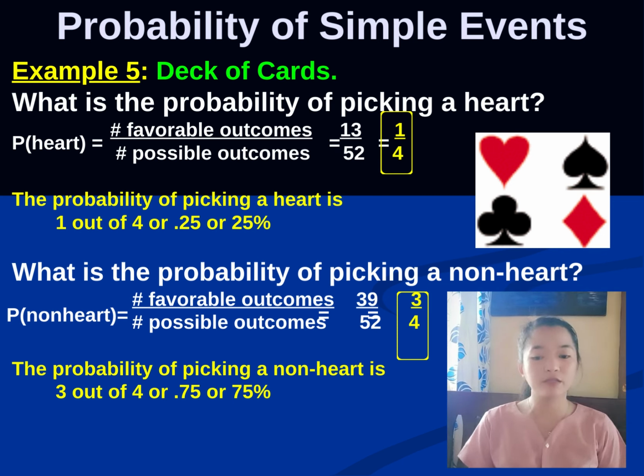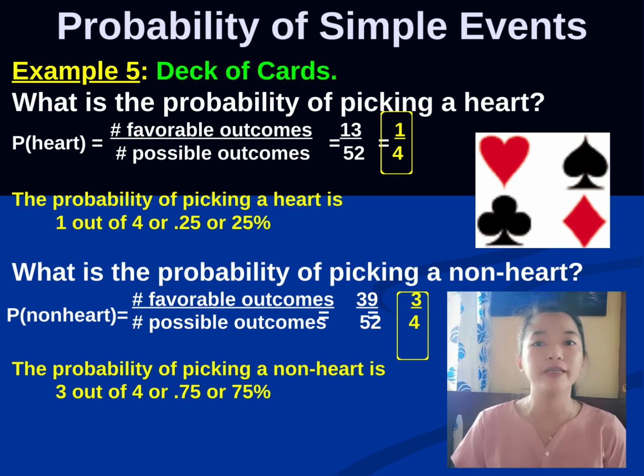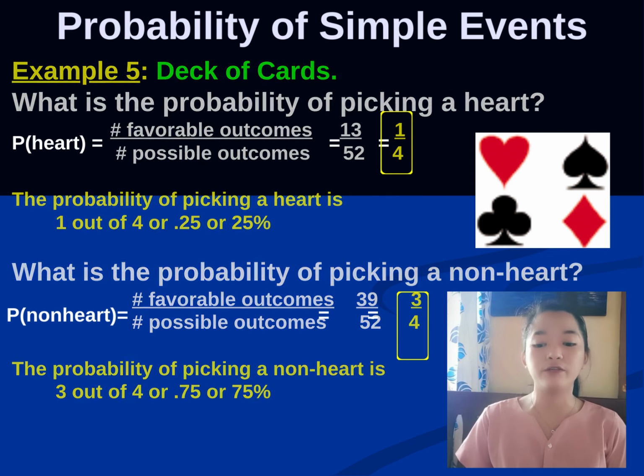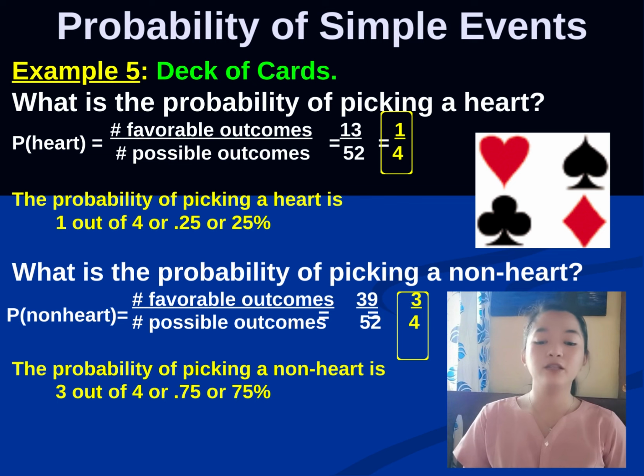Next question is, what is the probability of picking a non-heart? We solved a while ago that the probability of picking a heart is 1 over 4. So let's just subtract 52 minus 13. So it is equal to 39 over 52, or we can simplify it to 3 over 4. Therefore, the probability of picking a non-heart is 3 out of 4 or 0.75 or 75%.